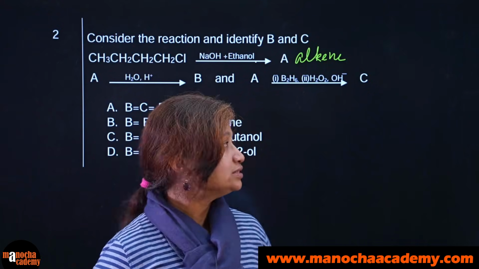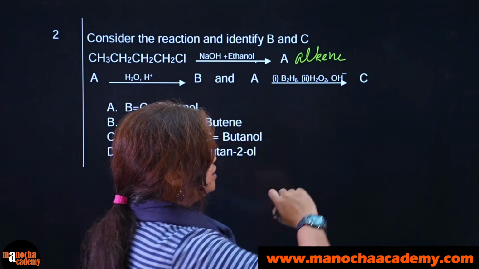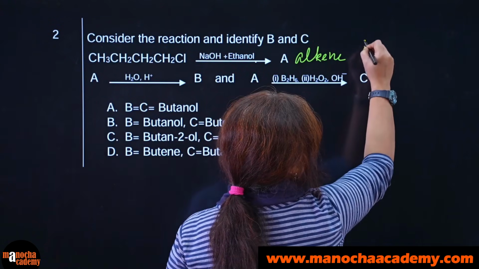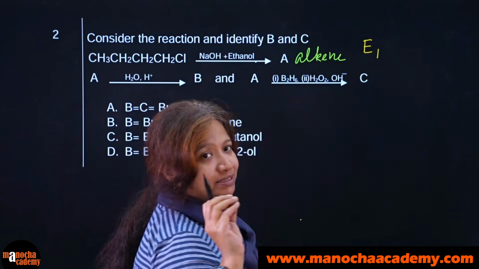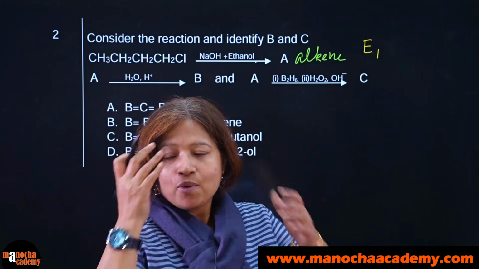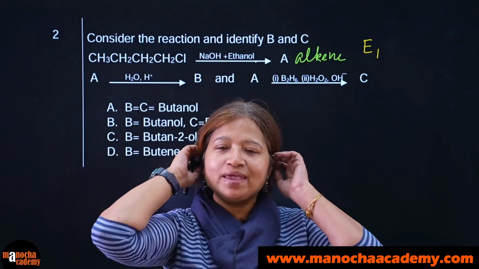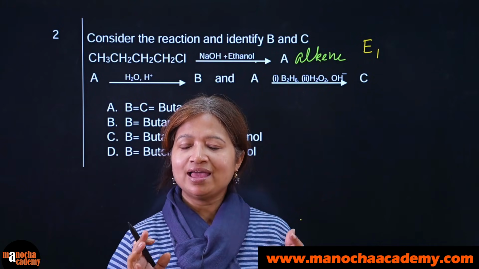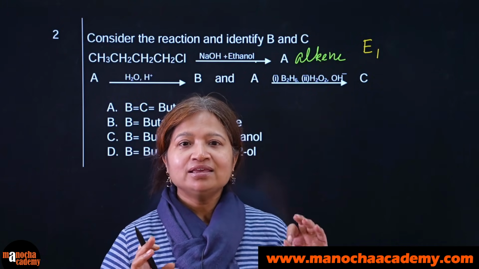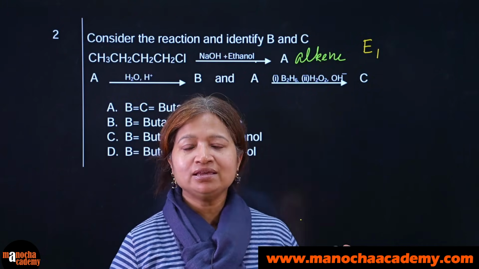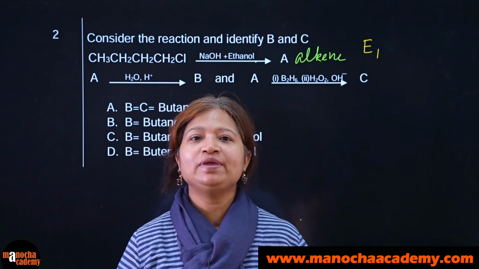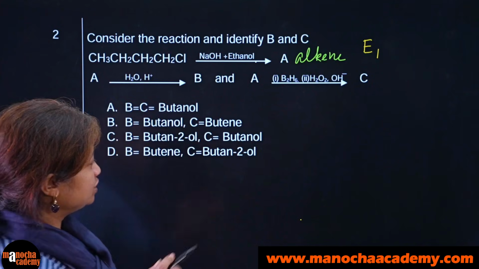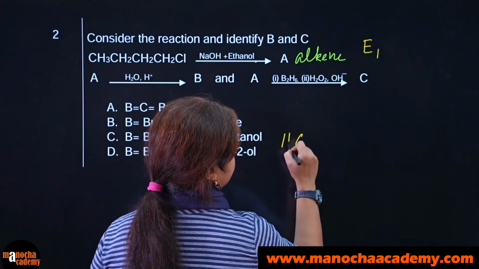But there's a basic difference between the two. What's the basic difference? Like this one, here the elimination is E2 elimination. That means it takes place in a single step, where the bond breaking and bond making are concerted. There is no intermediate formed. So as a result, here there is less possibility of the Saytzeff product being formed. Like here, if I show you this, it's butyl. So I'm showing you how it happens.